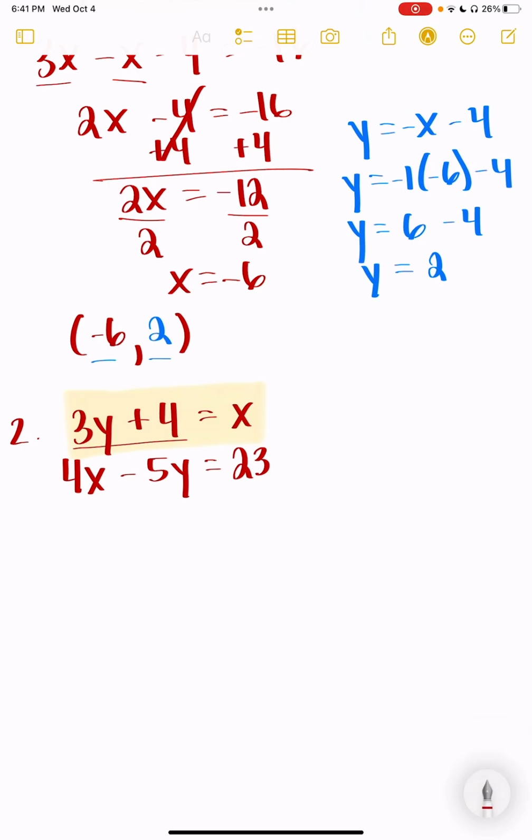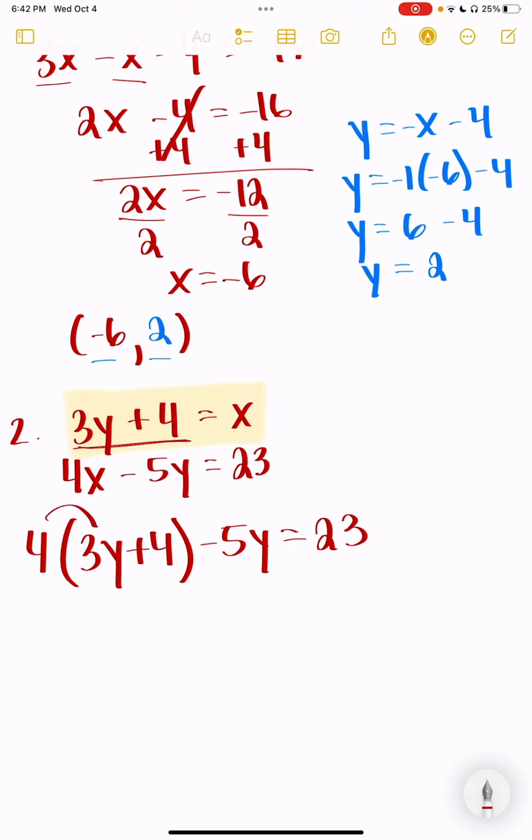So let's go ahead and do that. We're going to rewrite this second equation, but instead of writing x, we're going to put this information in parentheses. So we have 4. Instead of writing x, we're going to write 3y plus 4, which is x. And then complete writing out that equation, equals 23. We're going to distribute. And distribute means multiply. And you have to multiply that 4 by the 3y and the 4, both things in parentheses. So 4 times 3y is 12y. 4 times 4 is 16. And then continue writing out the rest of the equation.